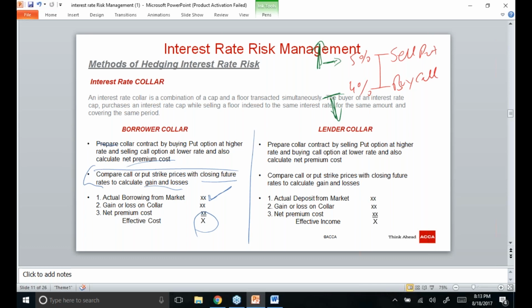And obviously the last step, calculate the actual deposit from the market, take its net value with the gain or loss, and obviously with the net premium cost. That's how you're going to calculate the effective income. So the lender collar is exactly the replication of the borrower's collar. In the lender's collar, we will sell a put option and buy a call. And obviously, if interest rates are going up, your maximum income has been locked. And if interest rates are going down, your minimum income has also been locked.